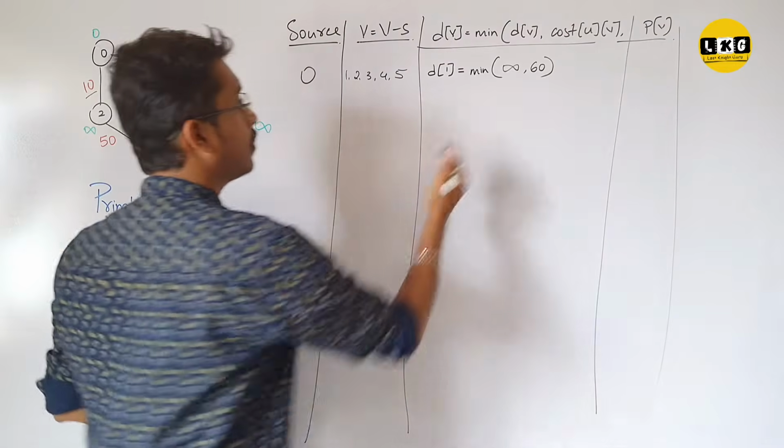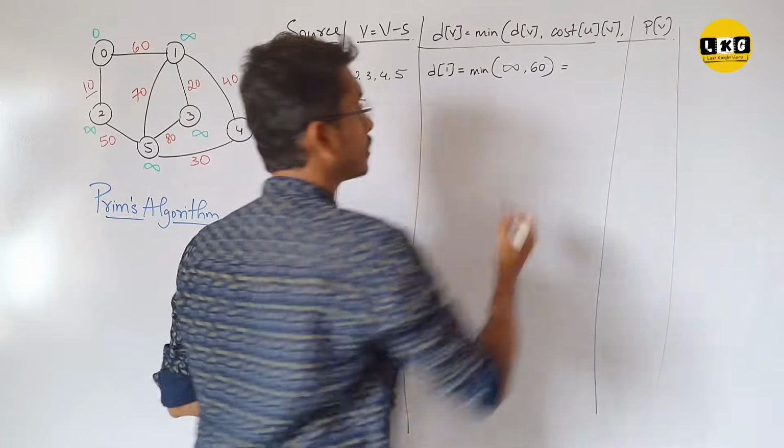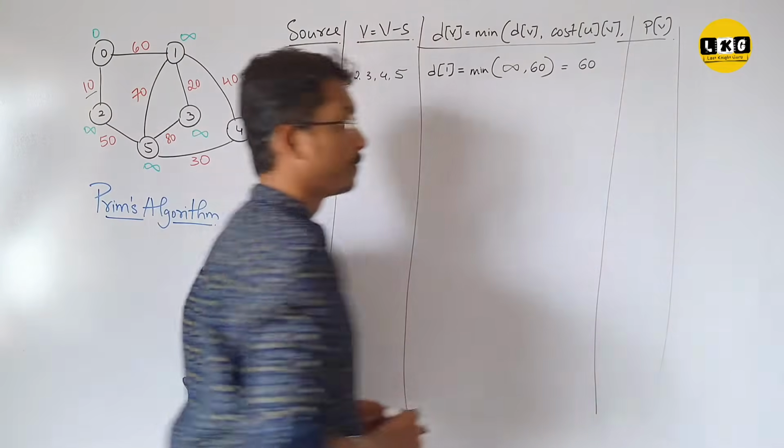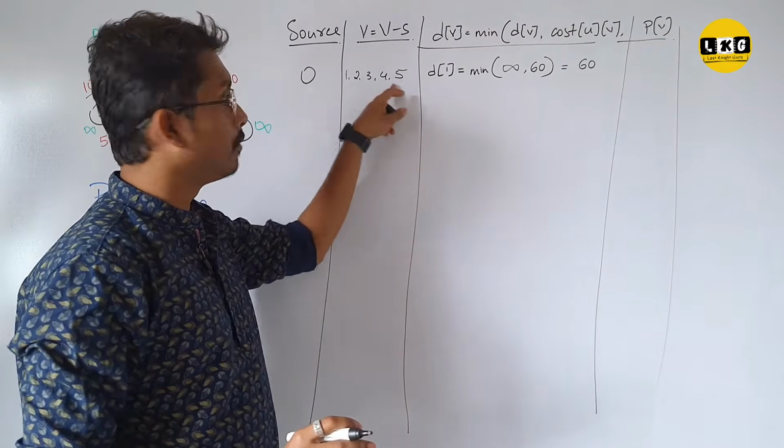Correct? Now, minimum of infinity and 60. Which is the minimum of infinity and 60? Obviously, 60 is the minimum. Getting my point? It is very easy. Same way, we need to find for the remaining vertex also.